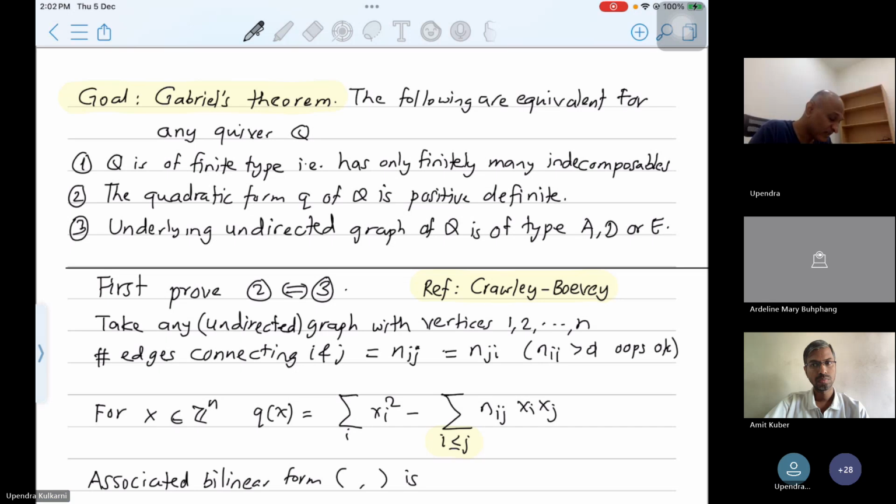But these three things are equivalent. Q is of finite type. That means that it has only finitely many indecomposables. So remember, our goal was to try to study indecomposables.